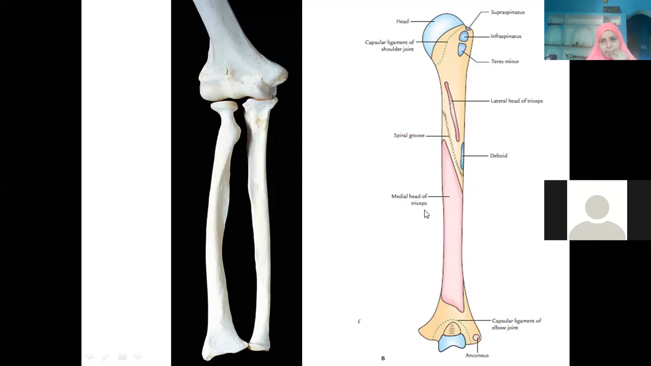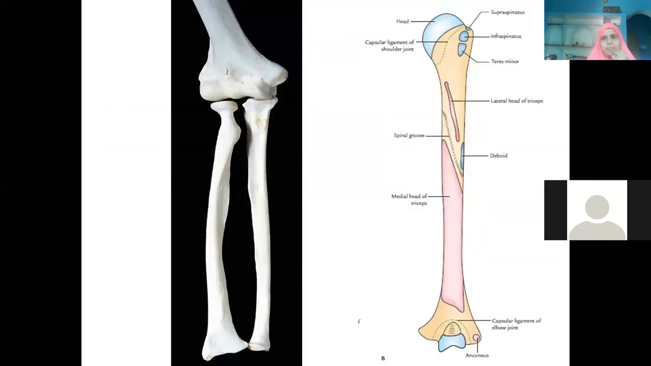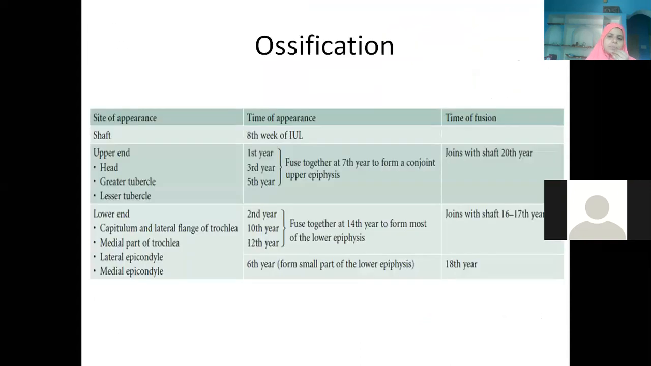Now let us see. This is of course the posterior. I will show you the anterior attachments first. Exclusive pictures.